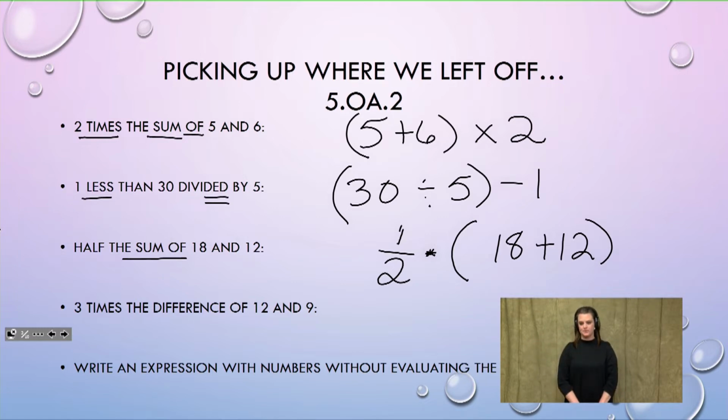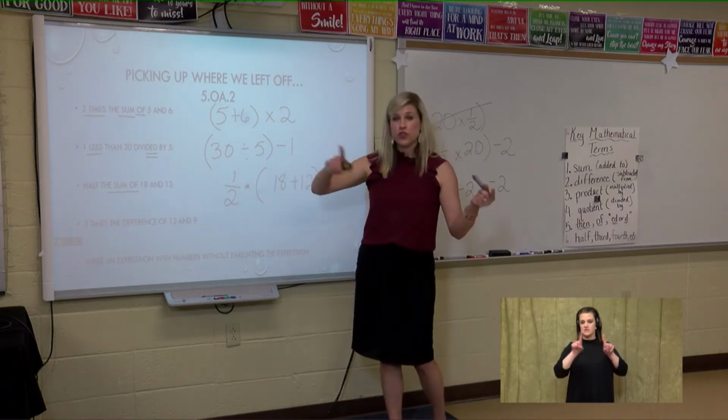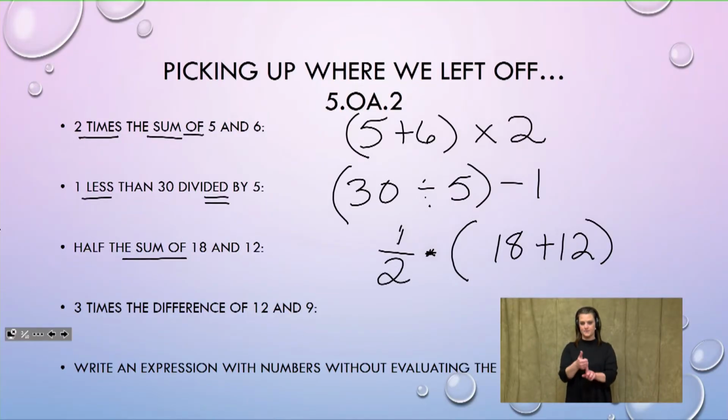All right, let's look at this last one. I want you to do this one without my help before we move forward. 3 times the difference of 12 and 9. I see keywords. What are keywords that you see? You see times, and you see difference, yeah. And when we see difference of, that means it's already been done. It's the difference of what happened. So here we have 3 times the difference of 12 and 9.